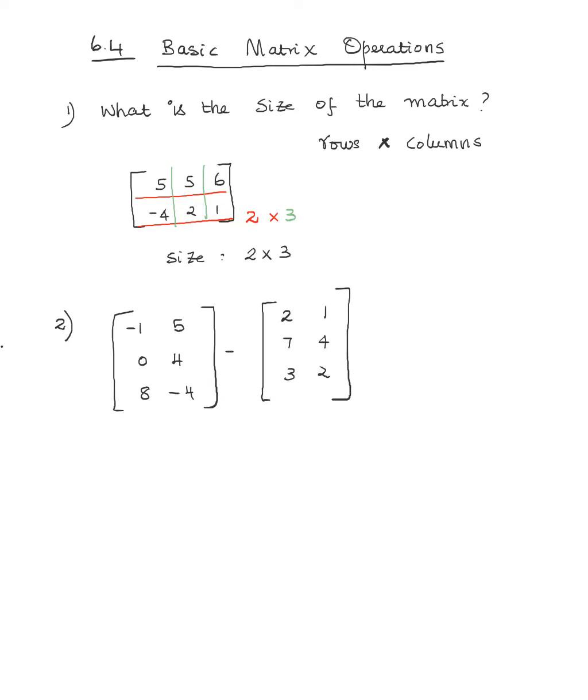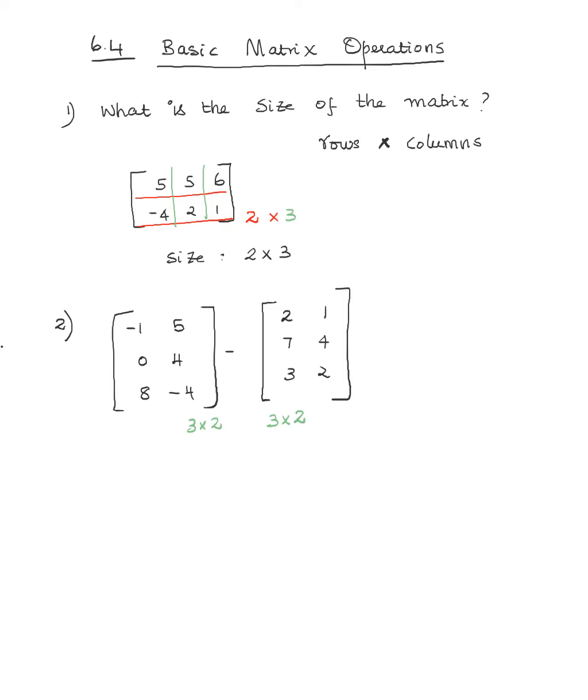So let's first mention the size of the matrices. The first matrix is 3 by 2, there are 3 rows and 2 columns. And the second matrix is also 3 by 2. That means we have the same sizes, so we can subtract the matrices. To subtract matrices, we have to subtract the corresponding elements.